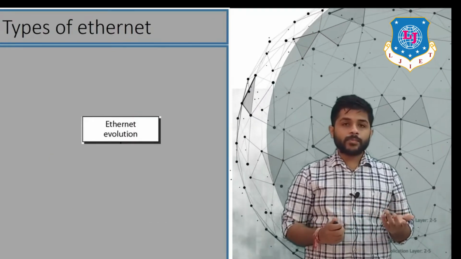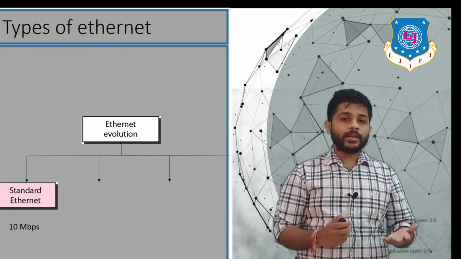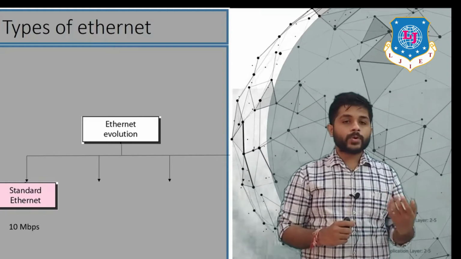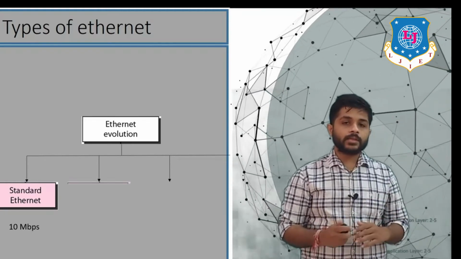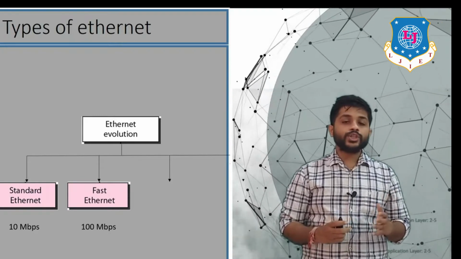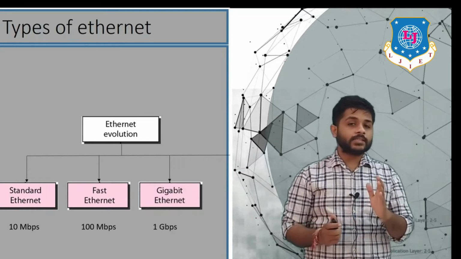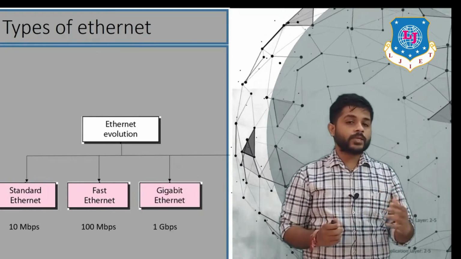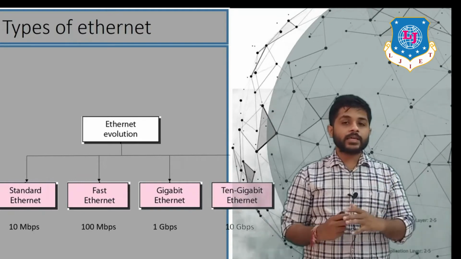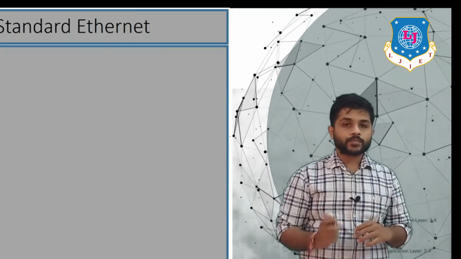So let's see the types of Ethernet. Ethernet is divided into mainly 4 types. The first one is the standard Ethernet, using which you can achieve a speed of 10 Mbps. After that there is fast Ethernet, using which you can get speed up to 100 Mbps. After that there is gigabit Ethernet, which provides speed up to 1 Gbps, and there is 10 gigabit Ethernet, which provides speed up to 10 Gbps.